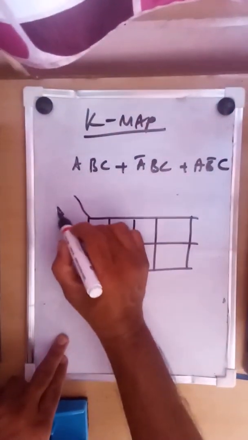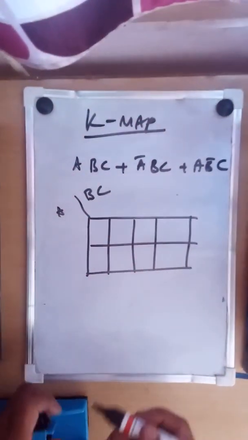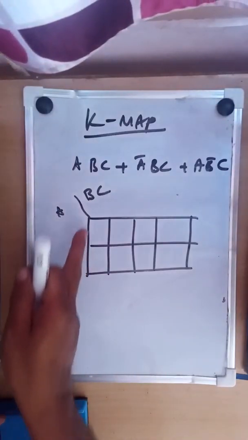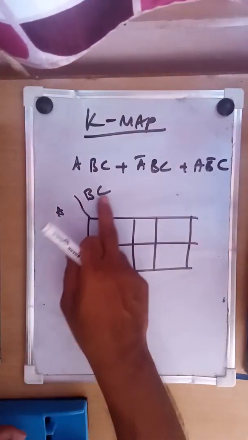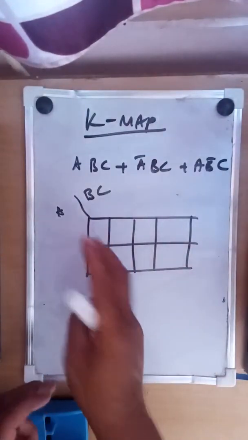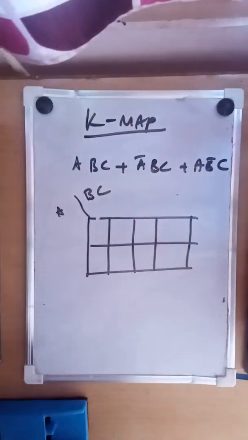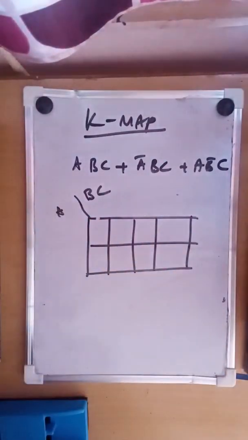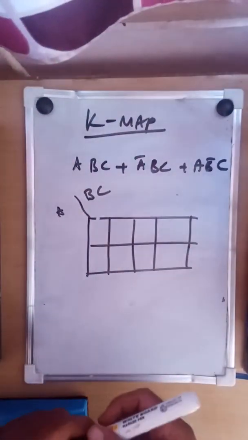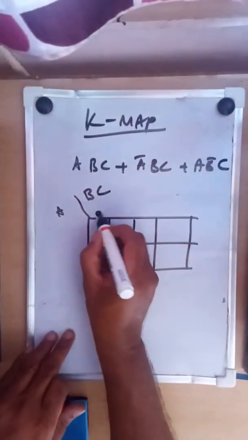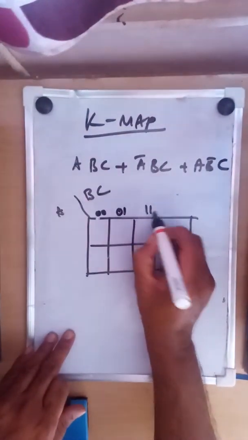That means this is one variable and these two are two variables. For one variable, there are two possibilities, 0 and 1. And two variables means 2 power 2, 4 rooms: 1, 2, 3, 4. This is how we can prepare the placing of the K-map. And this is 0, 0, 0, 1, 1, 1 and 1, 0.